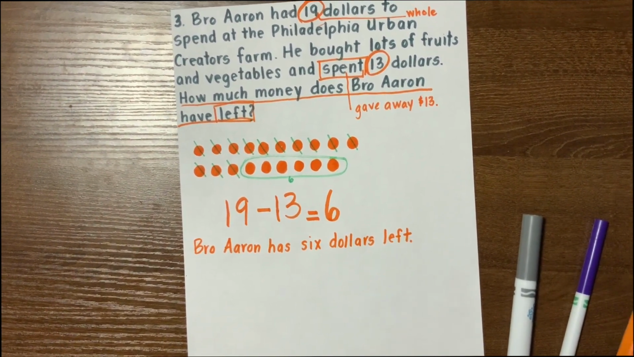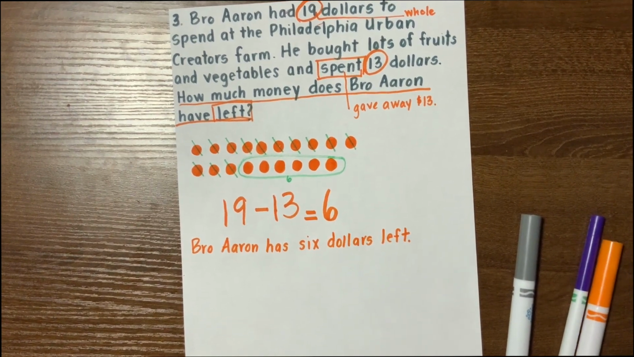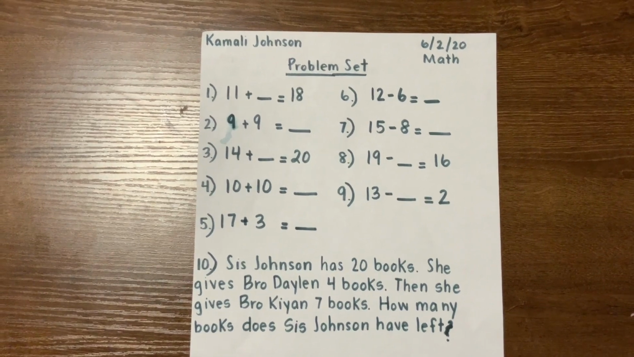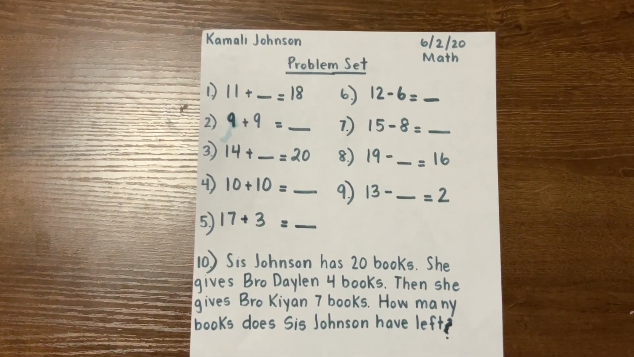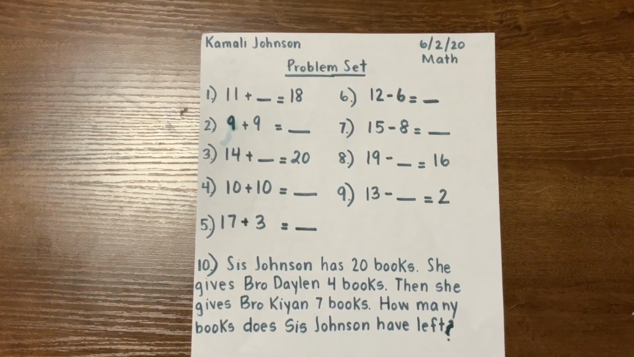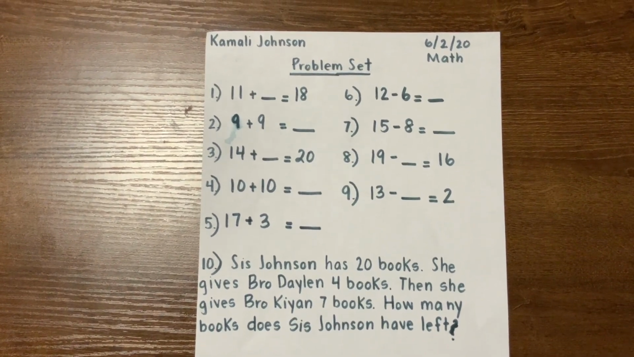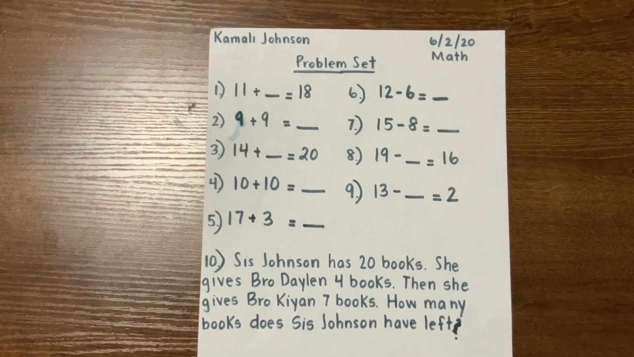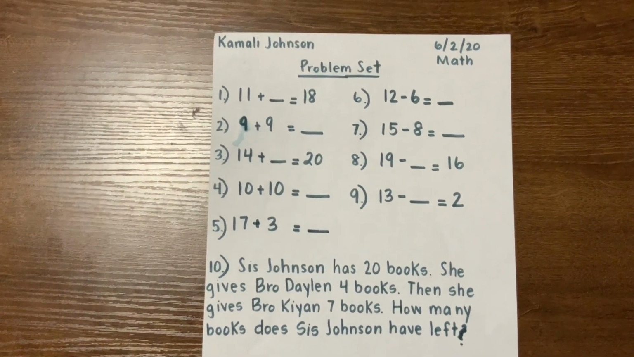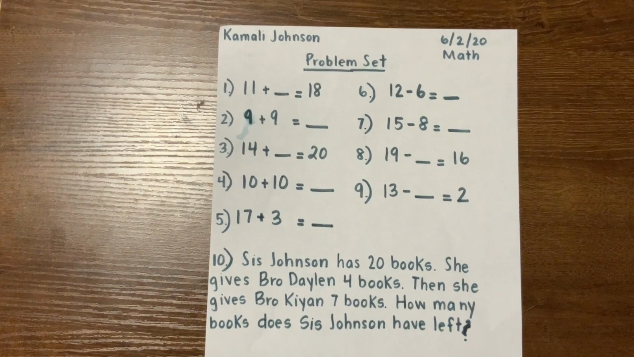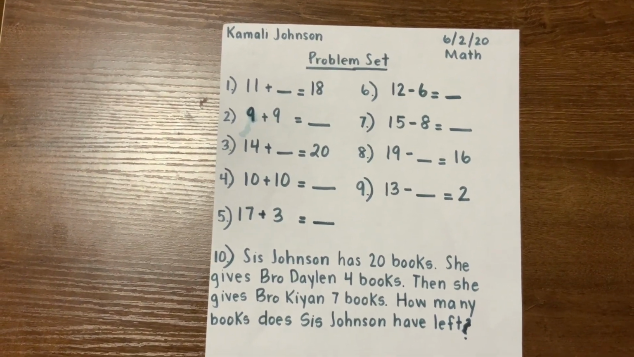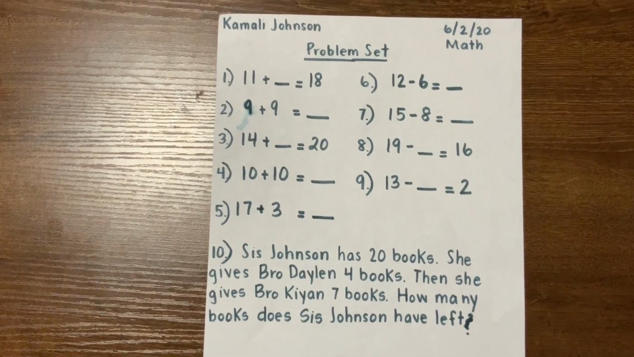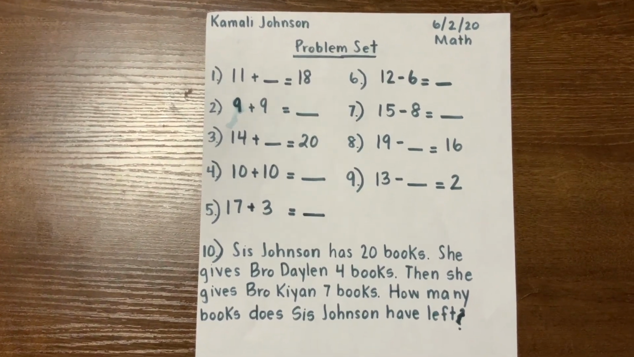All right, Congo Nation, let's look at our problem sets. Congo Nation, here's your problem set. Turn to a new page in your composition book and head your paper with your first and last name, the date, 6/2/2020, the subject math, and your heading is problem set. For numbers 1 through 9, you're going to complete these addition and subtraction number sentences. And for number 10, you have a word problem that you will use the cube strategy to solve.